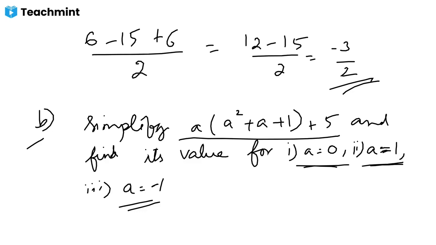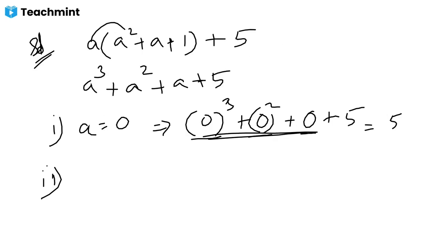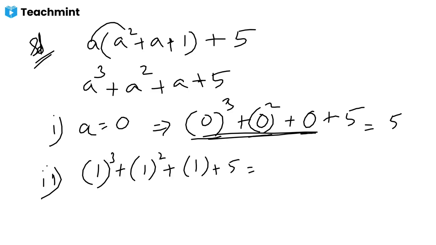Second question is A equal to 1 has to be substituted. So 1 cube plus 1 square plus 1 plus 5. So here 1 power anything is 1 only. So 1 plus 1 plus 1 plus 5. So it's going to be 8.